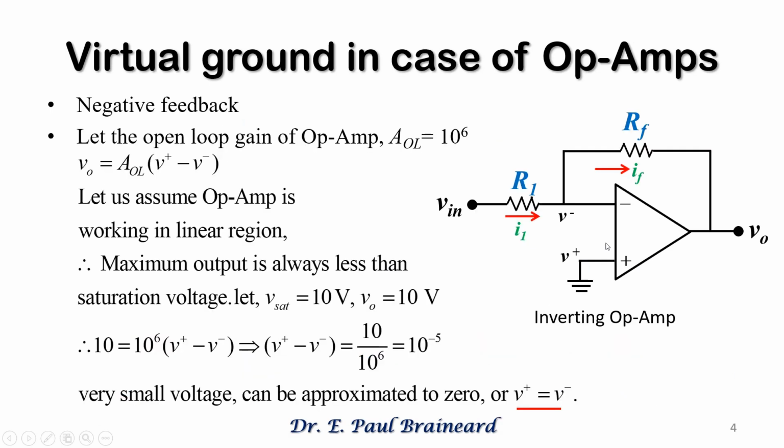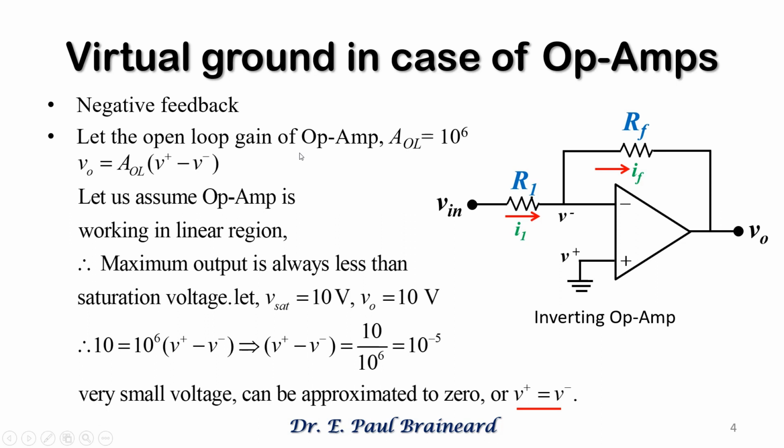The virtual ground is one of the most important concepts we must understand to solve the problems in op-amps with negative feedback. Op-amps will have very high voltage gain. Let the open loop gain of operational amplifier, represented as AOL, be equal to 10 to the power of 6. Assume that the op-amp is working in linear region, then the output voltage is always less than VSAT. Let us assume that VSAT is equal to 10 volts.